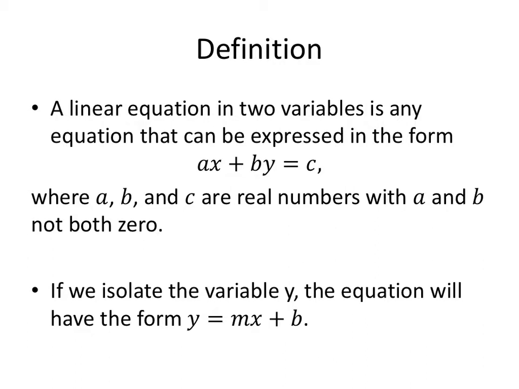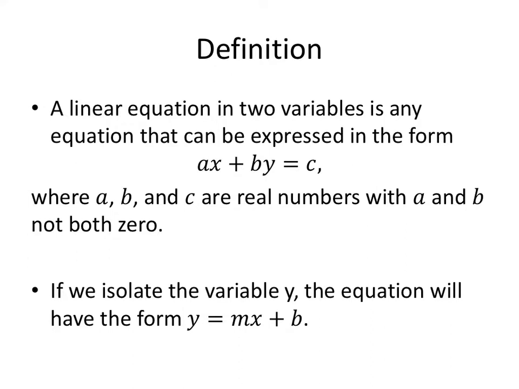Let's go with the definition. A linear equation in two variables is any equation that can be expressed in the form ax plus by equals c. Now, can be, not must be. It might be that we have to rearrange some of the values and put it in the right form, but it could be expressed as ax plus by equals c, and we'll have a special name for that equation in a couple of lectures.